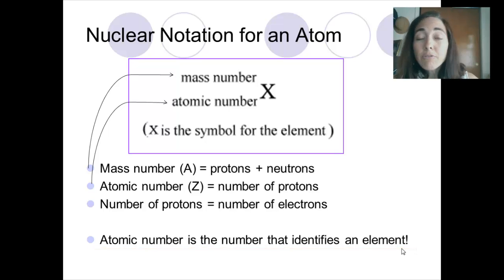Now for a neutral atom, the number of protons is equal to the number of electrons. This information is going to let you calculate protons, neutrons, and electrons for all the elements that are on the periodic table, as long as you're given that nuclear notation.